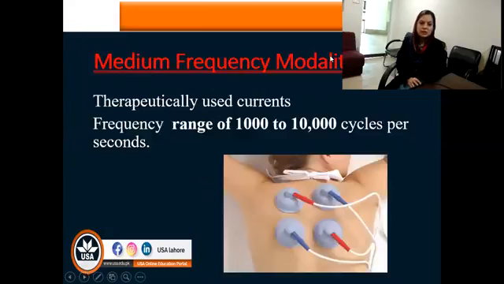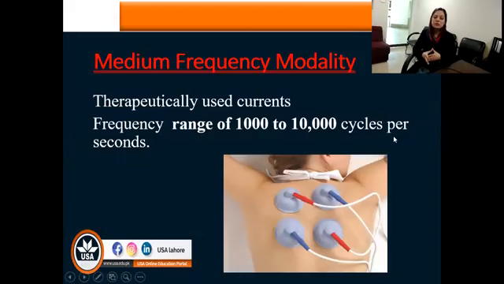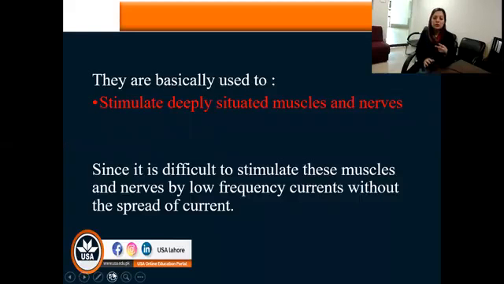Medium frequency currents are those currents which have a therapeutically used frequency of 1000 to 10,000 cycles per second. We say they are medium frequency currents. There are two main examples of the medium frequency current. Number one is the Russian current. The other one is interferential current.